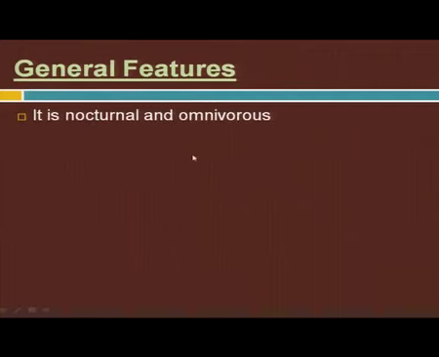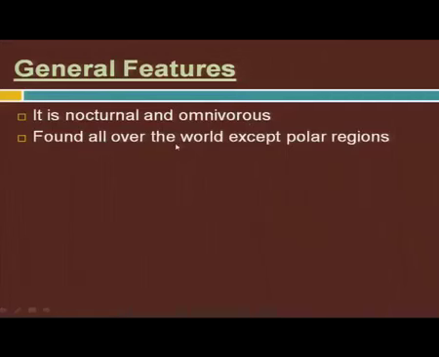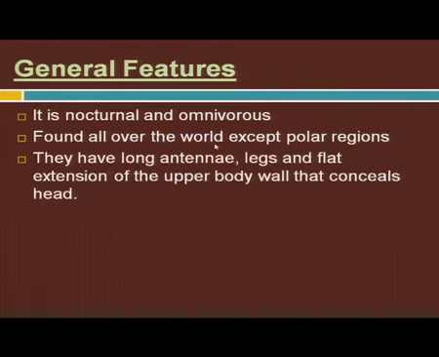Next, it is nocturnal and omnivorous. What do you mean by nocturnal? It shows its activity during night. It is active during night and it is omnivorous, it can eat almost everything, right. Omnivorous means it can feed on herbs, on plants as well as on smaller insects and animals. It is cosmopolitan in distribution, it is found all over the world except the polar regions.